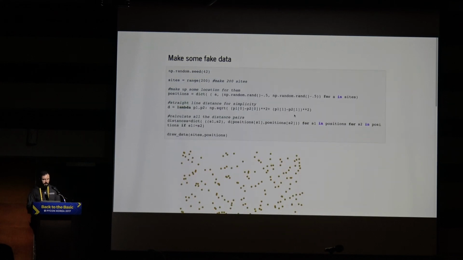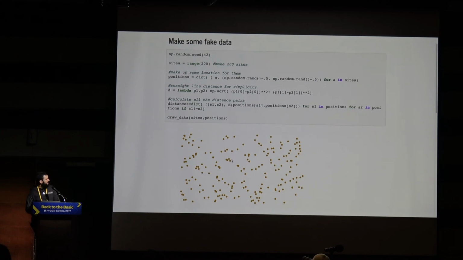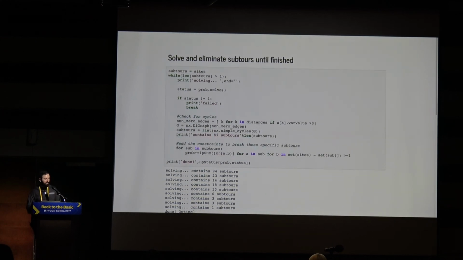So let's look at the code. Just like before, I made some fake data. And if you look at this picture, it's not really obvious what the optimal path is going to be. It's just a bunch of random dots. So we'll create the problem using the LP variable class. We want to minimize it. We'll create our variables. We'll add the objective. And then we'll add these constraints that say you only enter a city once and you leave a city once. And that's it. We just call problem.solve.